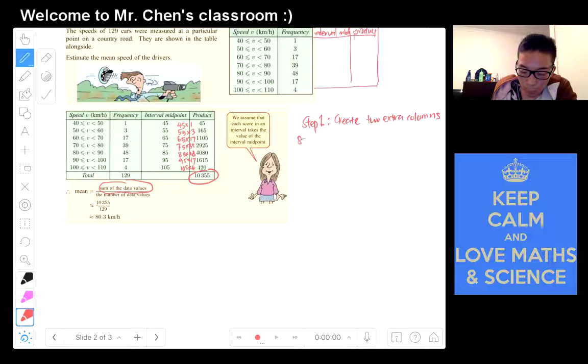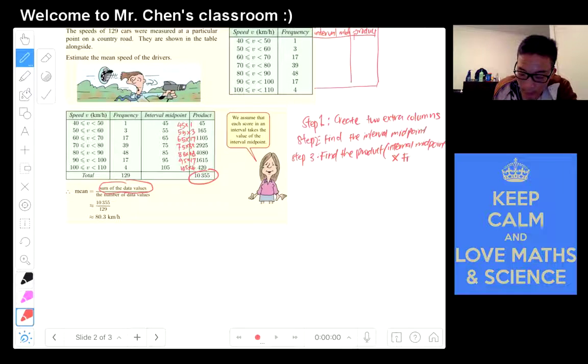And step 2, find the interval midpoint. So that is your interval midpoint. Step 3, find the product, which is the interval midpoint multiplied by the frequency.